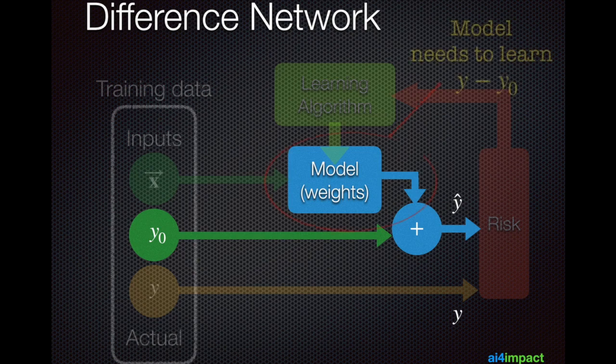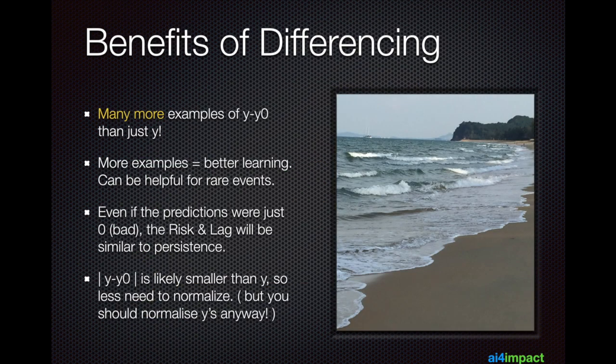What's happening is that your model no longer has to learn y, it has to learn instead y minus y naught. There are many advantages to doing this. The first is that there are many more examples of y minus y naught than just the y value alone, and this is especially so if the actuals are spiky. More examples, of course, lead to better training and can be very helpful for rare events.